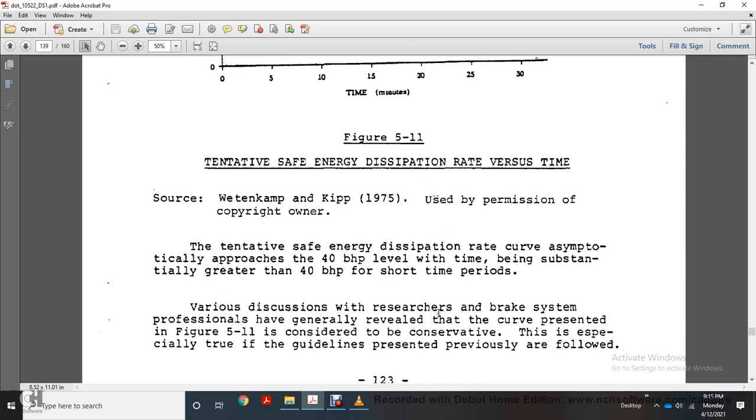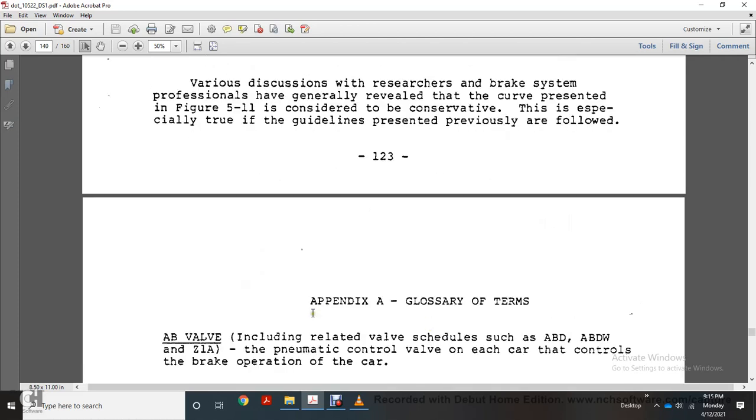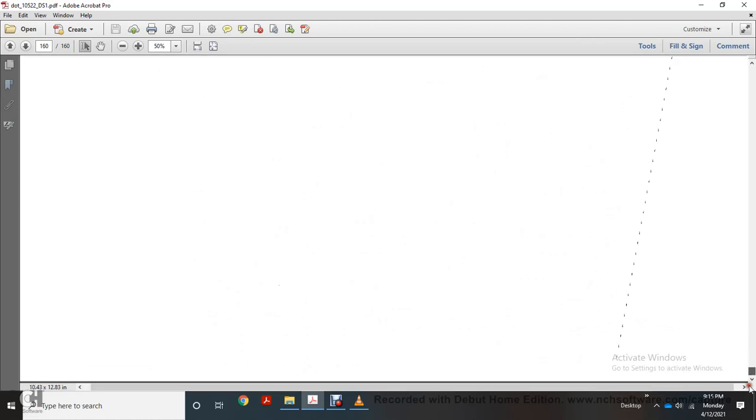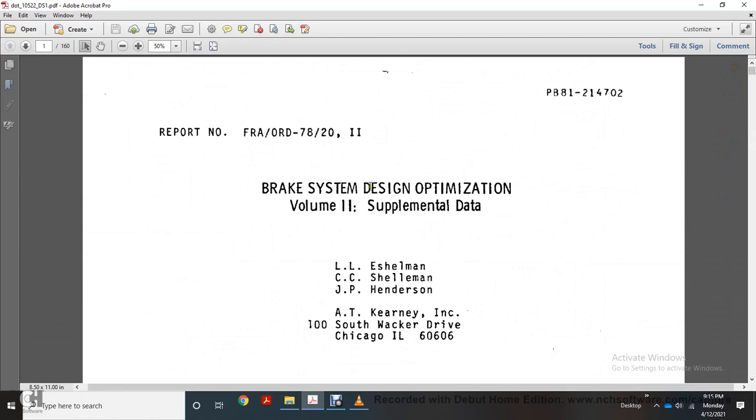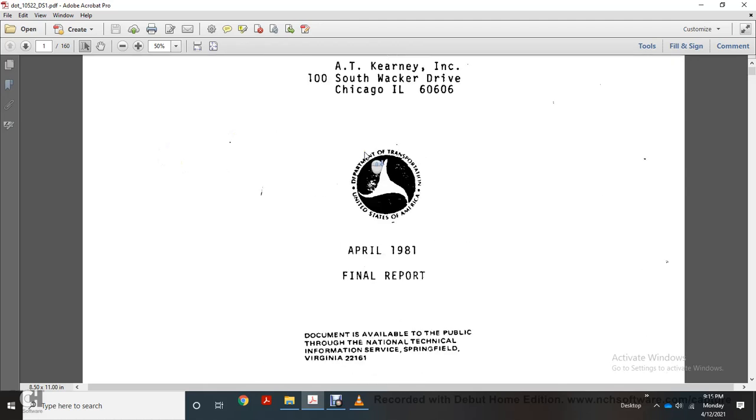Previous discussion and research of the brake system have generally revealed that the curve presented in figure 511 is conservative. This is especially true with the guidelines presented previously. Filed in the appendix is a glossary of terms, and this concludes the Brake System Design Optimization Volume 2 Supplemental Data Report Number FRA-ORD-78-22, April 1981, Final Report.